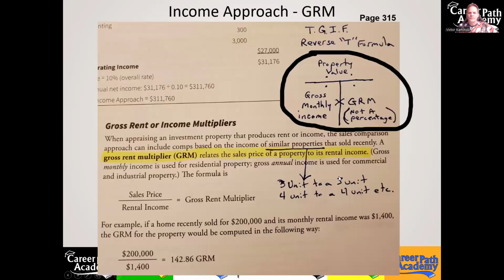All right, let's make these notes on page 315. Put in there the reverse T formula, TGIF reverse T formula. Top number goes in the calculator first. So draw that T formula there, and you're going to write the property value up top, gross monthly income on one side, and the GRM, which is not a percentage, on the right. And do the highlight, but right here, underline similar properties, 3-unit to a 3-unit, 4-unit to a 4-unit. You cannot compare a 4-unit to a 5-unit because they're not similar. And you'll see why when we actually do the math problem.